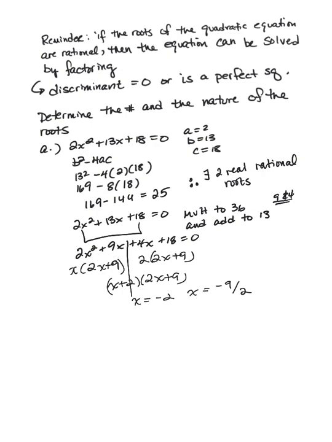So let's take a look at question B. I have 4x squared minus 20x plus 25 equals 0. A is 4, B is negative 20, C is 25. B squared minus 4AC. So that is 400.